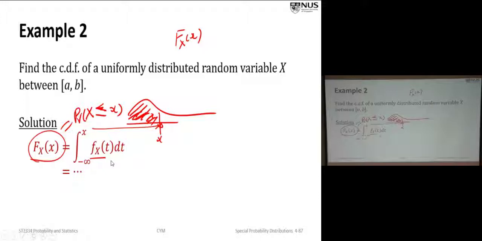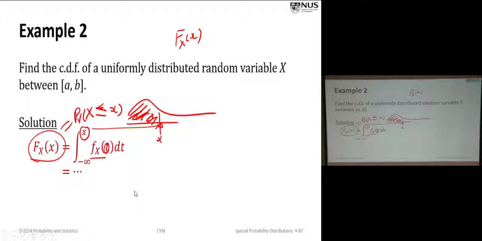I don't want to write x here. Instead, I write t, so that you don't mix up these two numbers. If I put x here, it will be very confusing because they mean different things. So I change this to t. t is the argument used for this integration. All right. So how to do the integration?